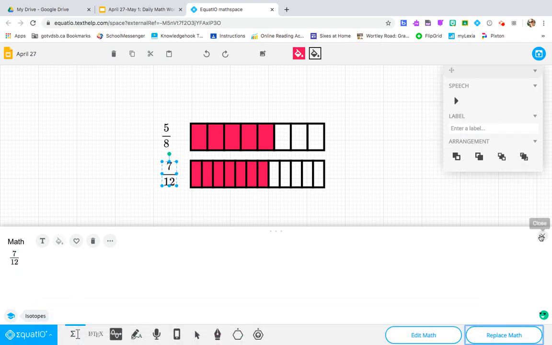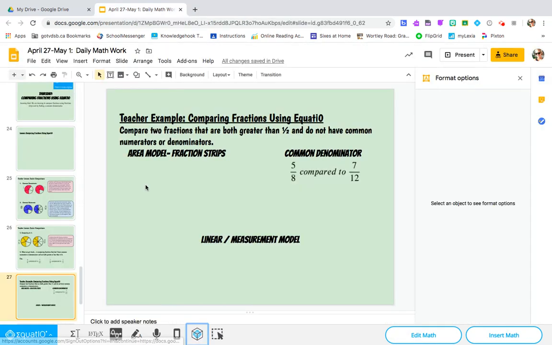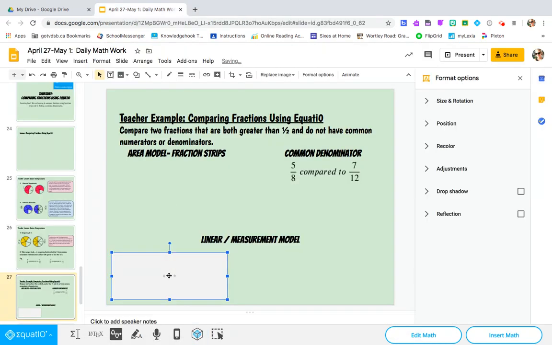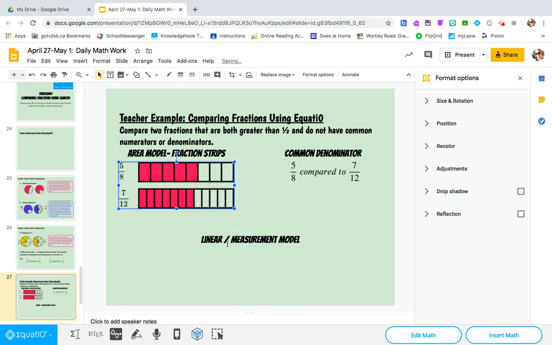So that's our area model. That's what I need you to do, and you're now able to just see visually that 5/8 is a little bit bigger. Let's insert that into our space and move on to the linear model.